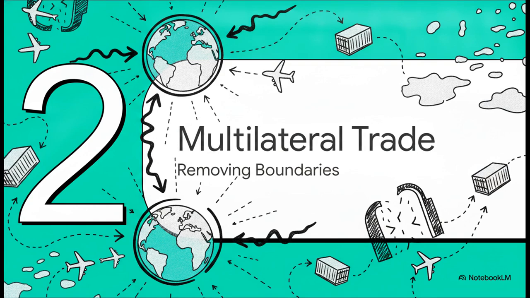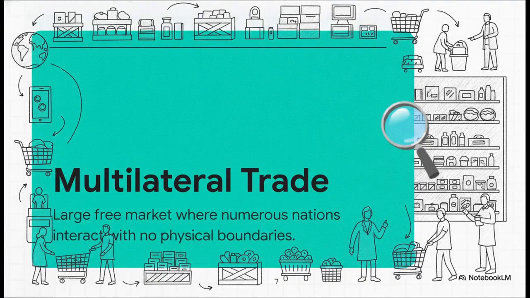Section 2. Expanding to multilateral trade, removing boundaries. So, a multilateral trading system is an entirely different ballgame. Imagine moving from a private backroom bartering session into a massive, bustling global supermarket. Here, a large number of nations interact with each other all at once. The physical boundaries, at least as far as the transaction and movement of goods are concerned, are totally removed. Goods produced in country A don't just compete with country B anymore. They compete freely for the consumer's dollar against goods produced in literally any other country on Earth.